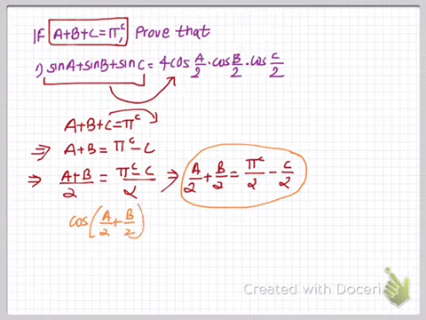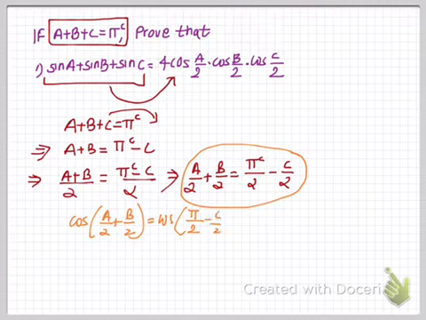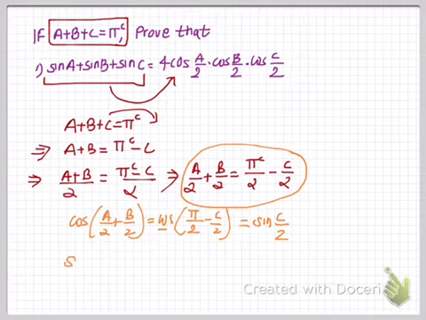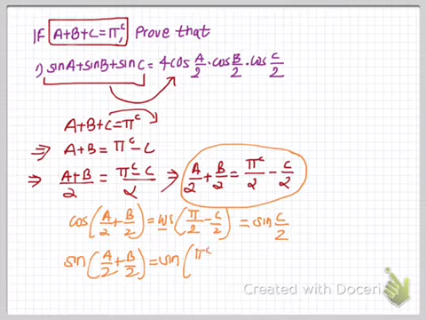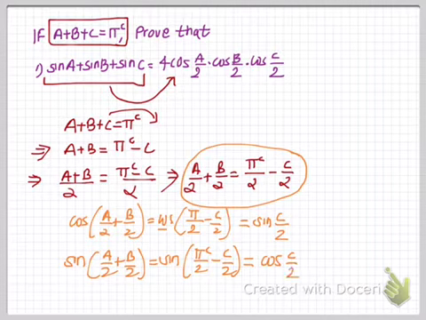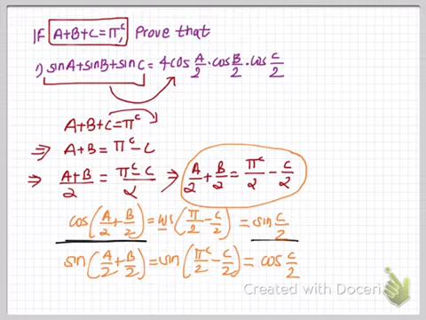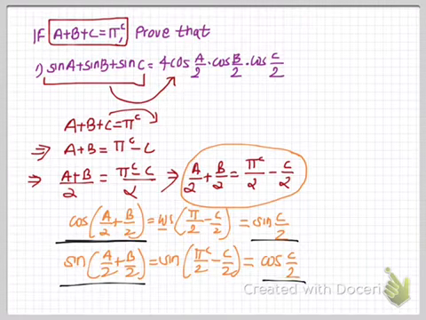Now by using this given condition, I'm going to operate both sides by cos at first. So cos of pi radian by 2 minus C by 2. We know that cos 90 minus theta is sin theta, but instead of theta we have C by 2. Also, when I operate the same expression by sine, what I get is sin of pi radian divided by 2 minus C by 2, and we know that sin 90 minus theta is equal to cos theta, but instead of theta we have C by 2. So we have found that cos of A plus B by 2 equals sin C by 2, and sin of A plus B by 2 equals cos C by 2.